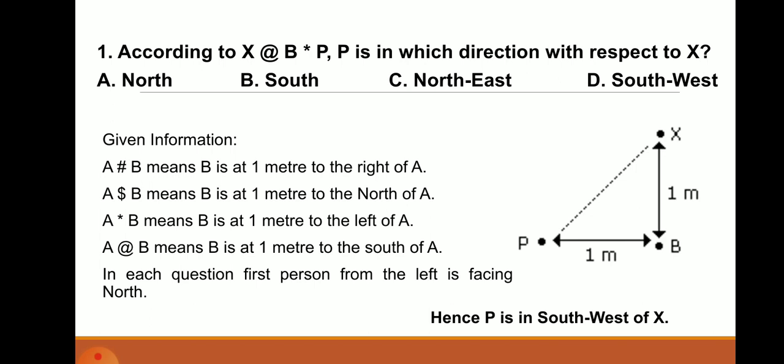So according to the instruction I have drawn the X, B, P points, and it is asked in which direction P is with respect to X. So with respect to X, you can plot the diagram for all the directions. From that direction sense, you can observe that P is in the southwest of X. So option D is correct for this question.